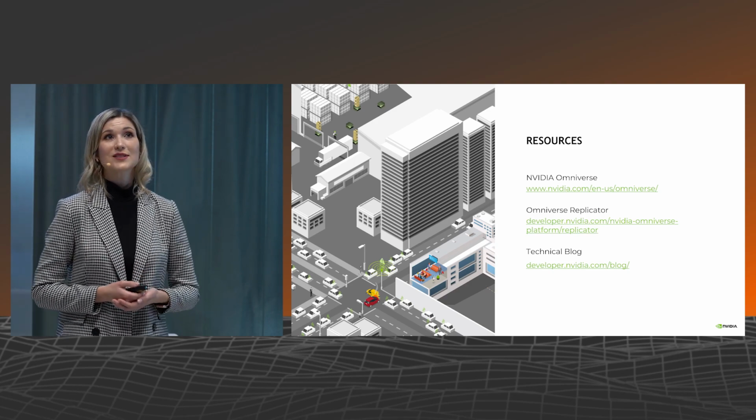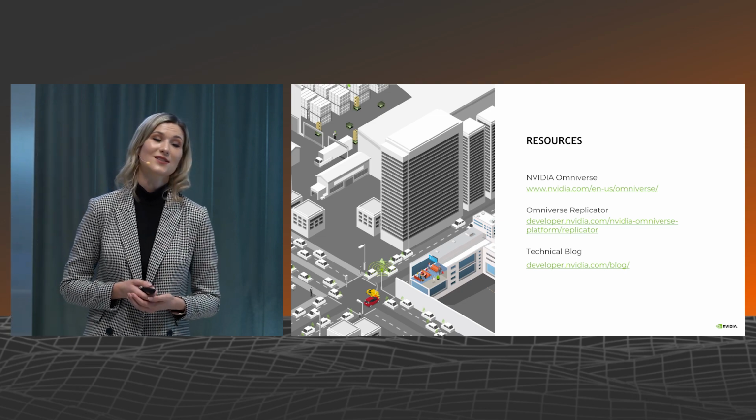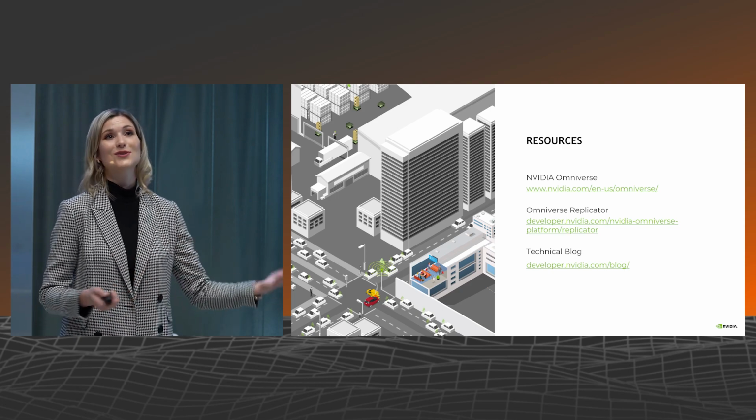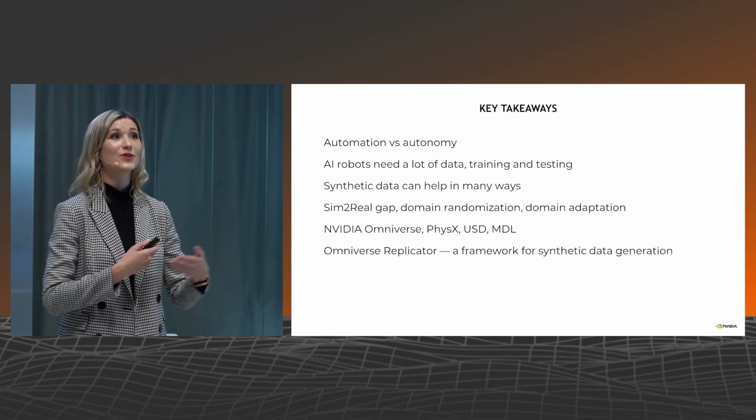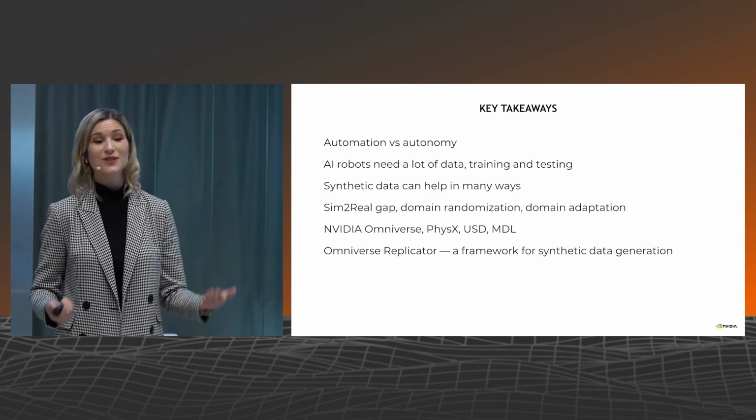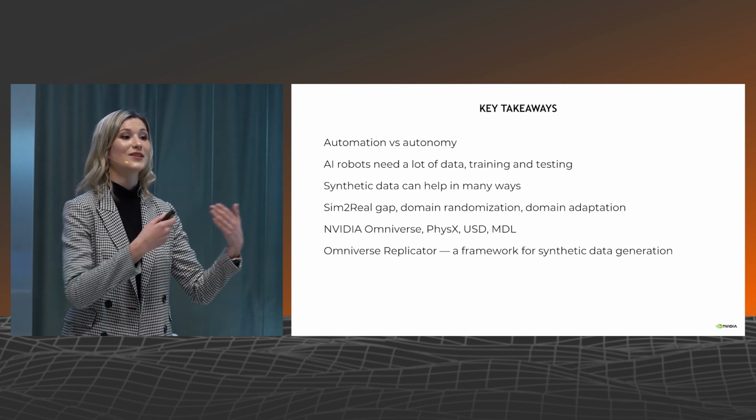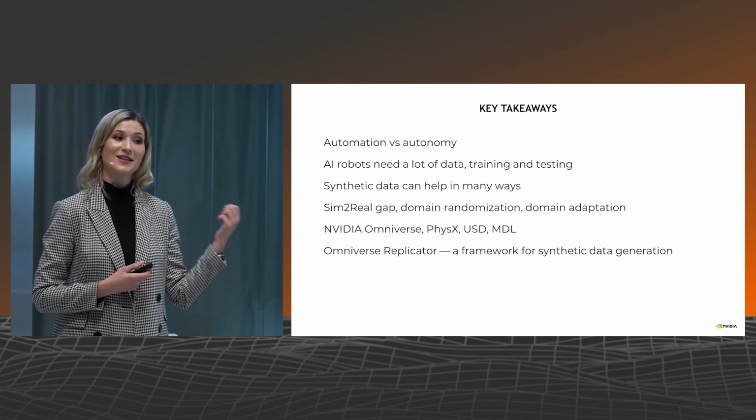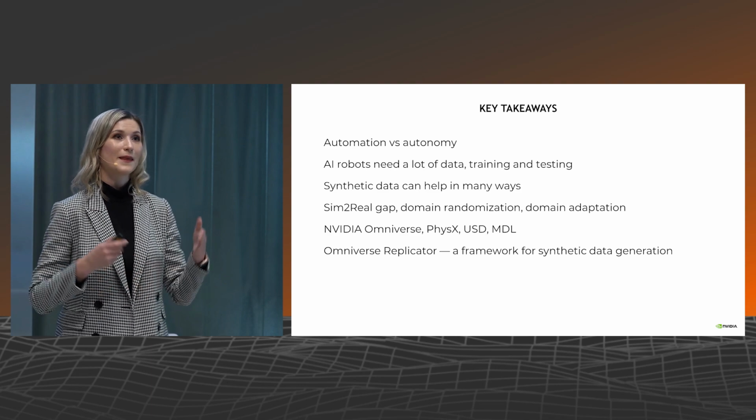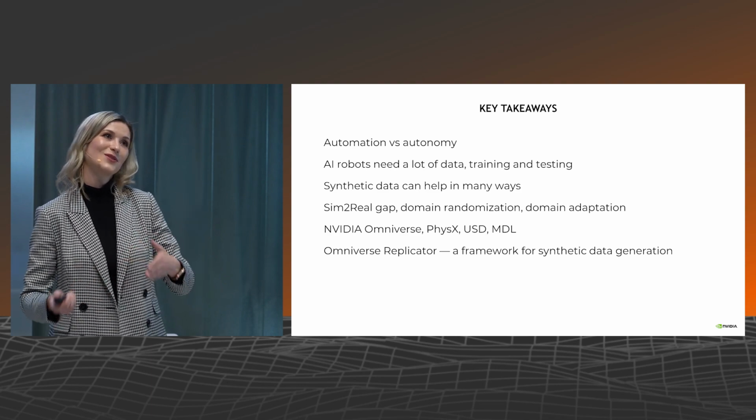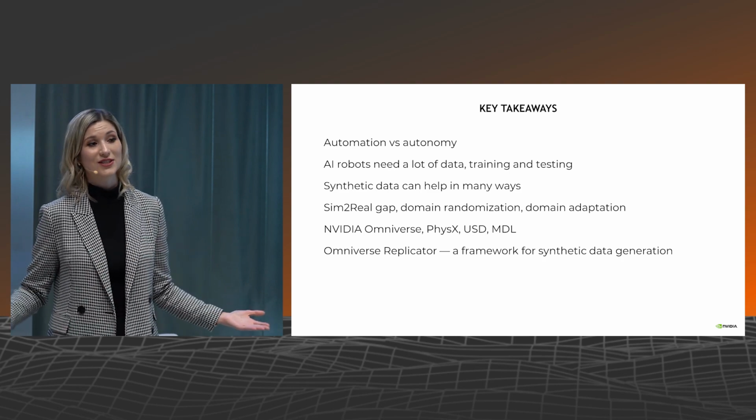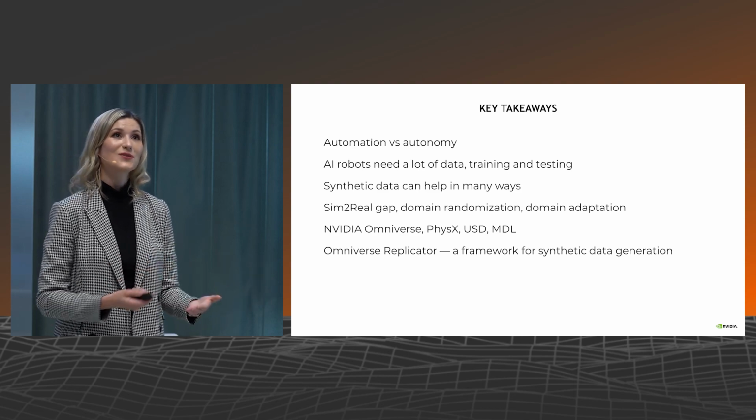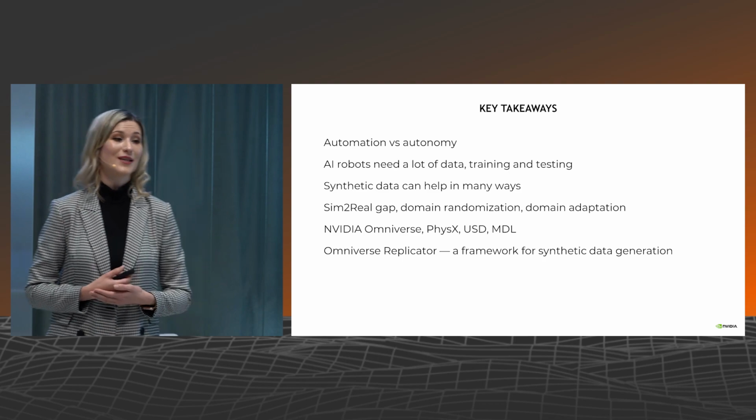So to summarize my talk, here are the key takeaways. Today I've told you that in order to create robots which are capable of doing useful things, you want them to be fully autonomous. And in order to create fully autonomous robots, we want to rely on AI. AI robots need a lot of data for training, and they need a lot of training and testing. And real data, which you can use for training your robots, comes with a set of limitations. And to bridge these gaps of real data, we want to rely on synthetic data. Synthetic data can help in many different ways.